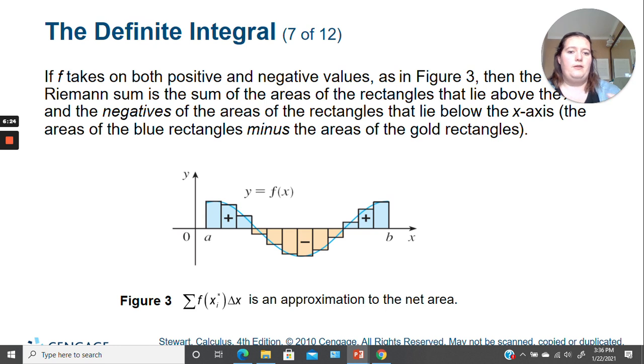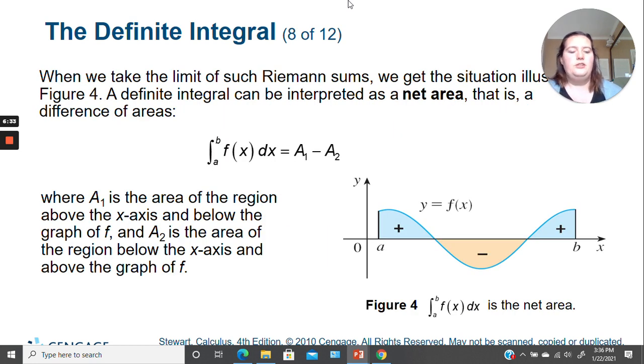So area above the x-axis, that's all positive. So all of this, that's all positive. Area below, that's negative. So area below the x-axis is going to be negative. Just keep that in mind.